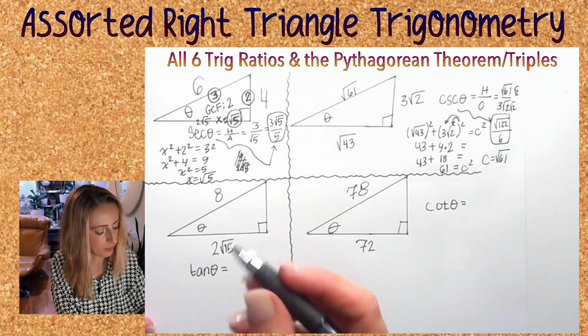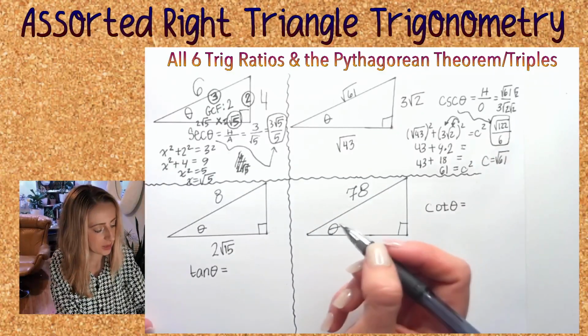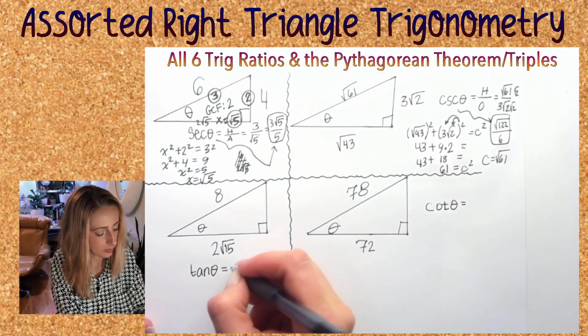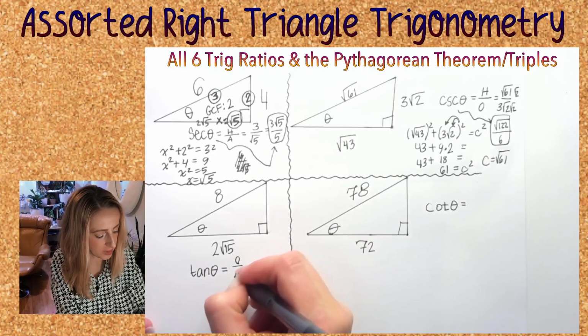How about over here? We want to find tangent. Tangent will be opposite over adjacent.